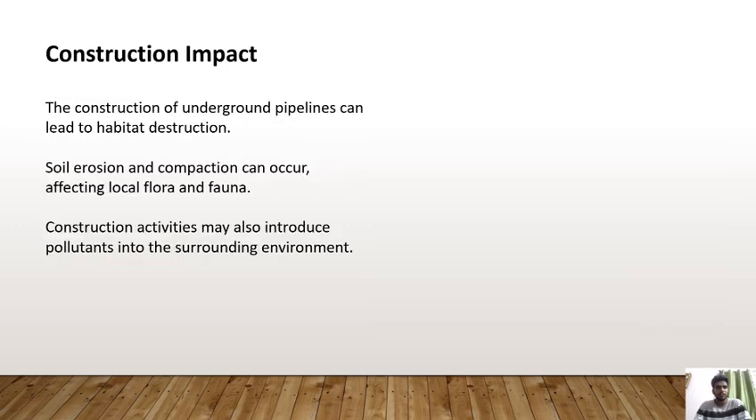Construction impact. Construction of underground pipelines can lead to habitat destruction. Soil erosion and compaction can occur, affecting local flora and fauna. Construction activities may also introduce pollutants into the surrounding environment.